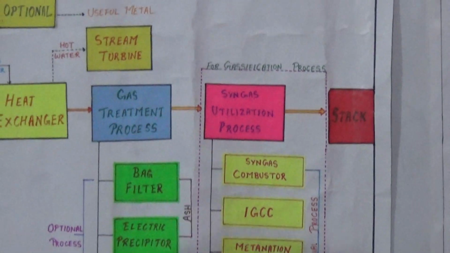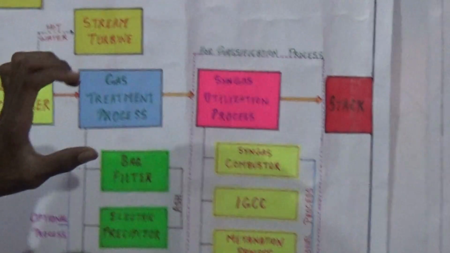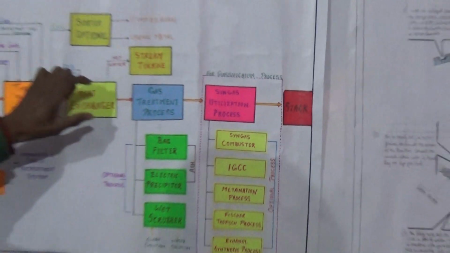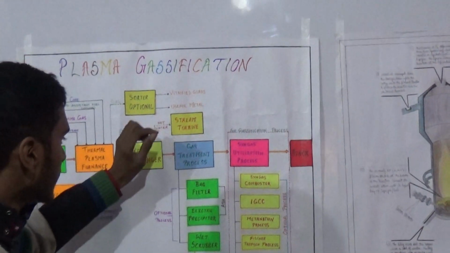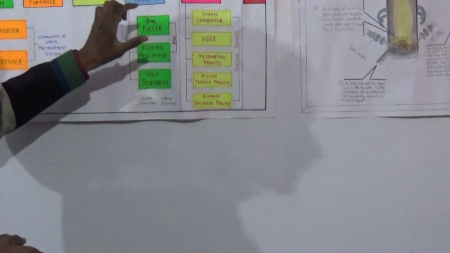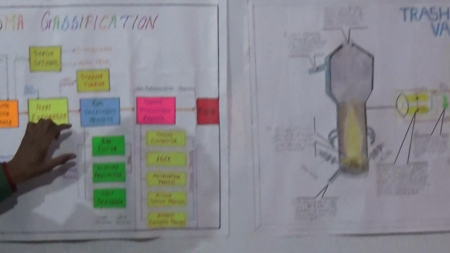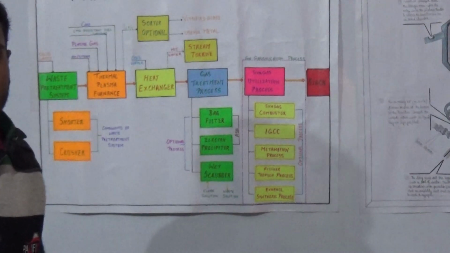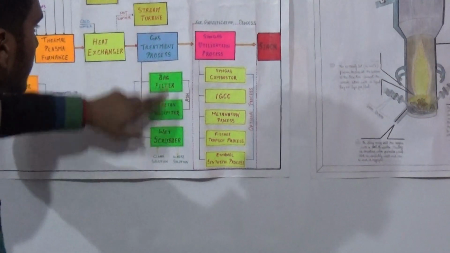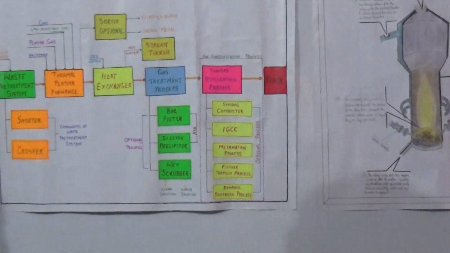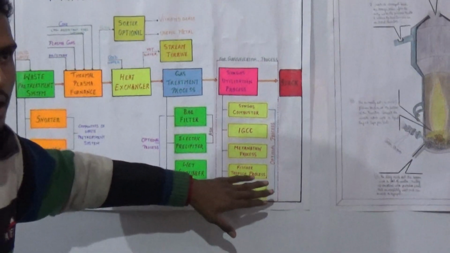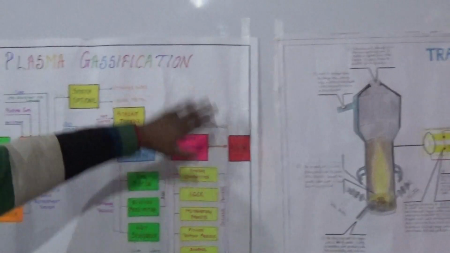So we will have a minimal amount of waste. After the heat exchanger, most of the heat will be taken, and after reducing it to a lower amount, we will get gas treatment. When it is passed to the gas treatment process, there are various processes that will allow it to be cleaned. After the gas is treated, it will be passed to the syngas utilization process, where there are various uses of this syngas, and these are the different fields where we can use it. Thus this whole model will work.